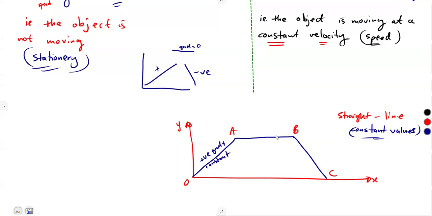From A to B, we're talking about the gradient being constant, but that gradient is equal to 0. From B to C, that is a negative gradient that is also constant, all right? And also constant. So the interpretation that you have now is taken from the two.